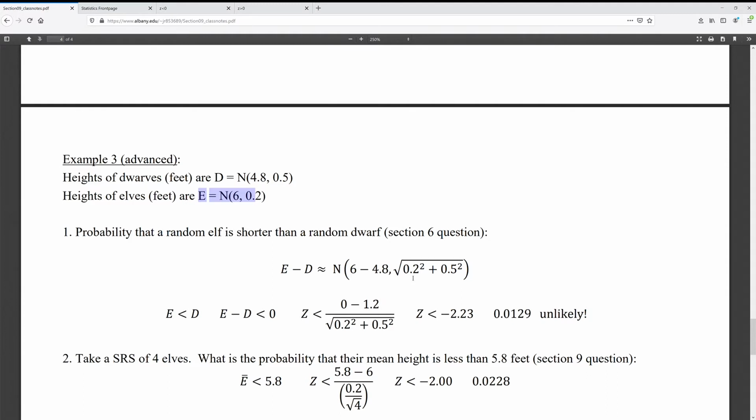And by the way, as long as I'm here, if we square 0.2 plus 0.5 squared, we're going to get 0.29. The square root of 0.29 is 0.5385 something. Now you only need enough accuracy to get z to two places. But the easiest thing to do on a calculator like mine would be to type in 0 minus 1.2, negative 1.2, divided by the answer. And then I haven't lost any accuracy.